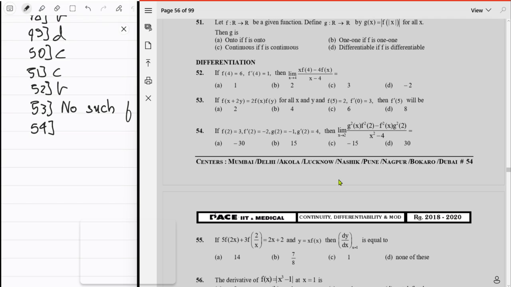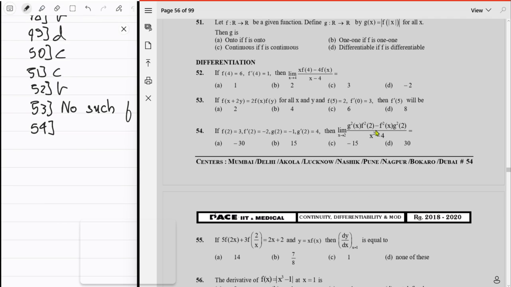Something went wrong. Either something went wrong or there is actually no such function. Anyway, 54. Let's go to the next question. If f of 2 is equal to 3, f dash of 2 equal to whatever, just some conditions, then limit x tends to 2 of this thing.